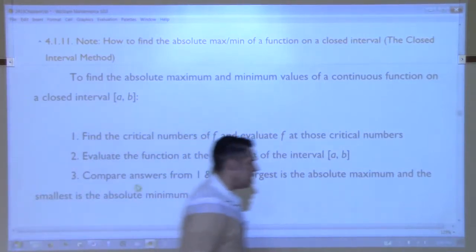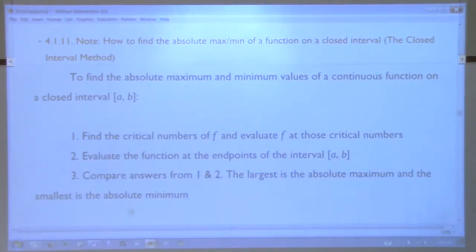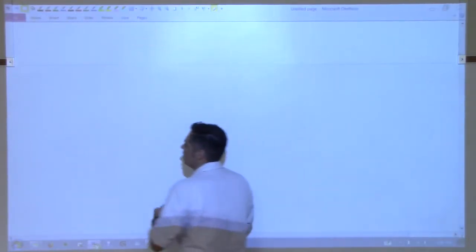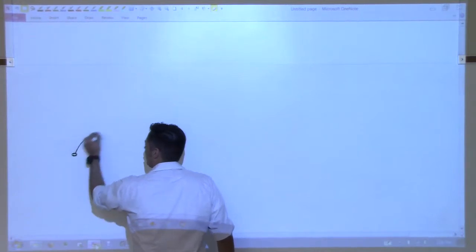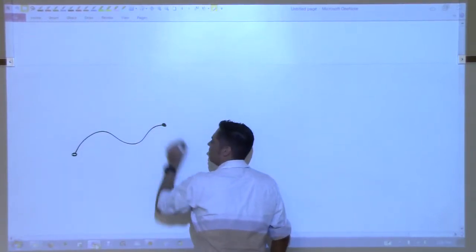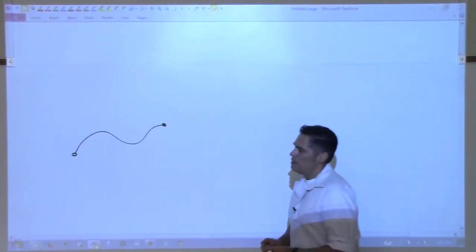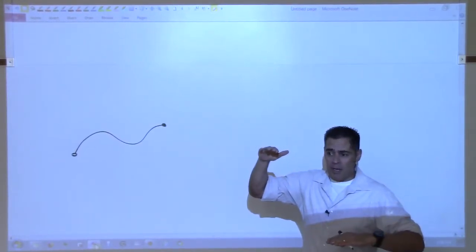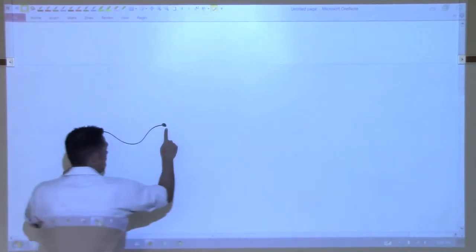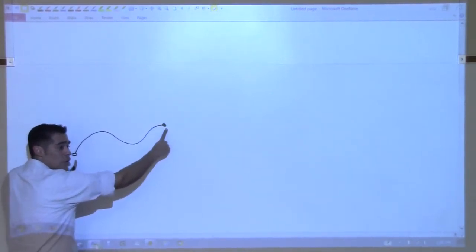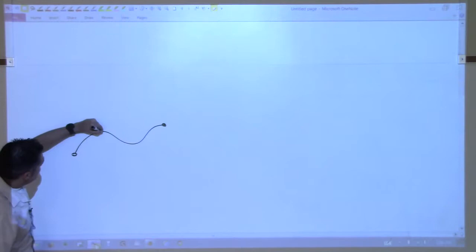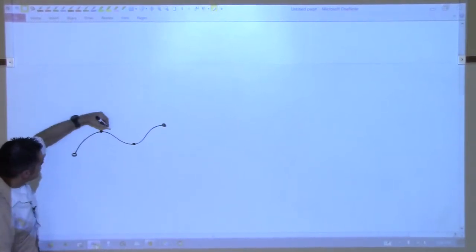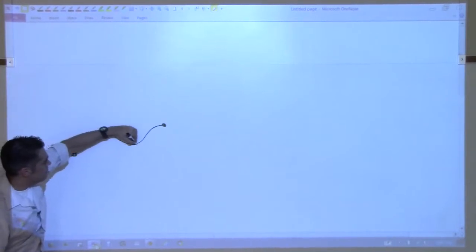And the geometric idea here is this. I don't know if I can show you this geometrically, but I'll try. Let's say we have a continuous function on a closed interval like that. Then the highest point and the lowest point is either going to happen at the endpoints, right? It's either going to happen at the endpoints, or it's going to happen here or here, where we have what? Derivative is 0, right?